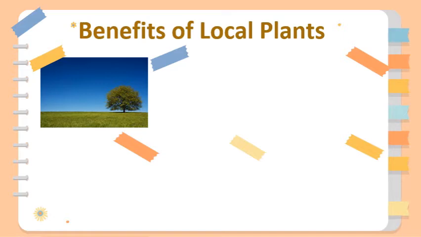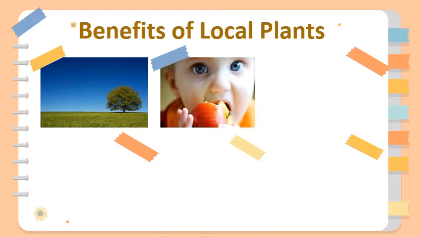Some plants can be used as food, such as rice, corn, bananas, and grapes. Look at the baby. The baby is eating an apple. This is a plant that is used for food.